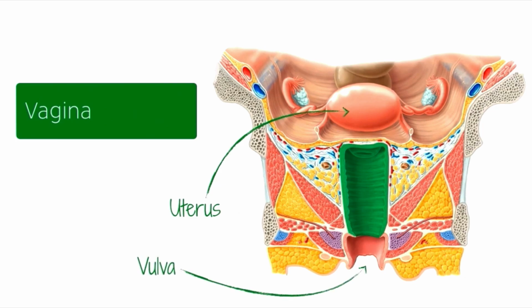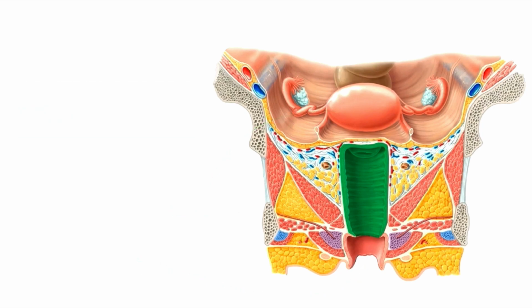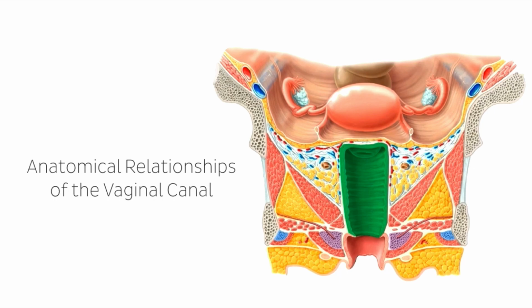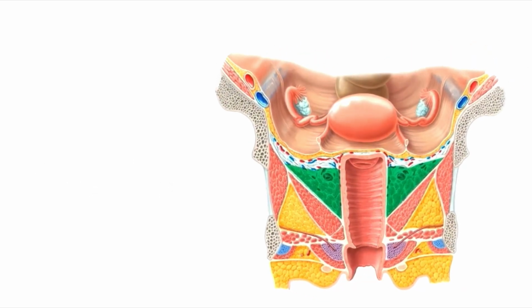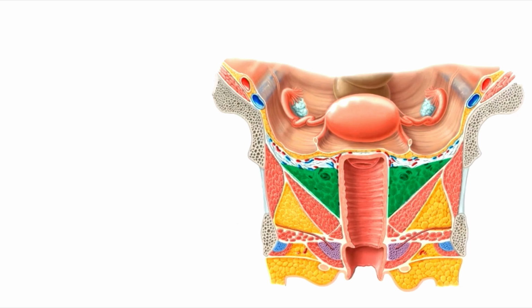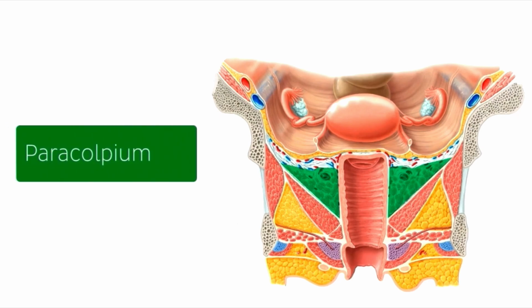So now that we've pointed out the vagina, let's take a look at the structures that are surrounding the vaginal canal. As you can see, the vagina is surrounded by both fat and several different muscles, so we'll approach the structures closer to the uterus first before moving on to structures closer to the vulva in a medial to lateral approach. The tissues surrounding the vagina are referred to as the paracolpium. As you can see, the paracolpium mostly consists of fat, connective tissue, and vasculature.